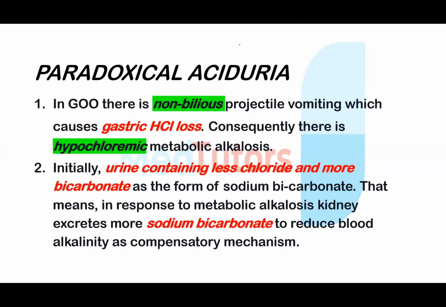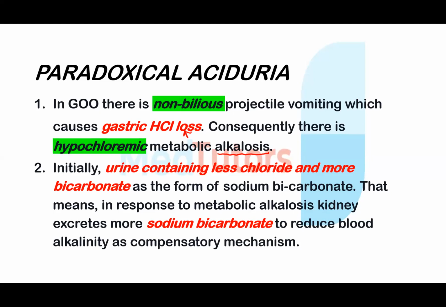Now, we are going to see the concept of paradoxical aciduria and how all these electrolyte abnormalities develop. You should know in GOO, there is a non-bilious projectile vomiting, which causes gastric acid HCl loss. And when they lose this HCl, which is the predominant source of acid in the body, they consequently develop hypochloremia. So they will have hypochloremic metabolic alkalosis. Why? Because they are losing acid, so they develop metabolic alkalosis. And because the acid they lose is HCl, that's why they develop hypochloremia. So you should know they have hypochloremic metabolic alkalosis.